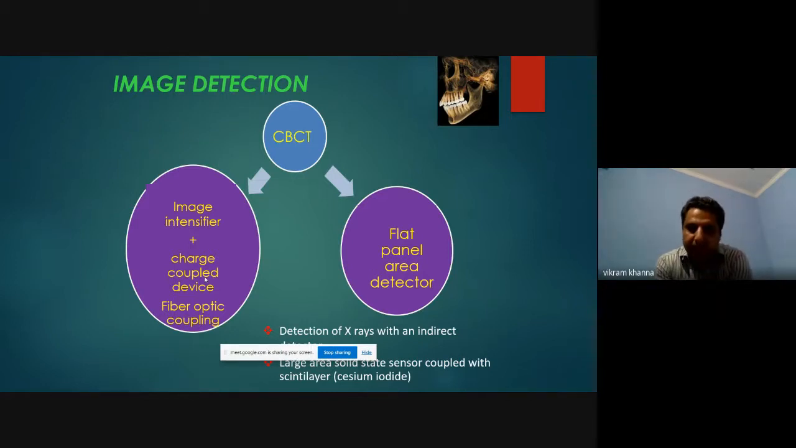The same thing happens in the detectors, which have been lined on both sides with the scintillator layer. In this case, they are made up of cesium iodide. Likewise, in plain radiography we used to put the X-ray film inside a cassette where both sides have something which converts X-rays into light. The same thing cesium iodide does for CBCT.